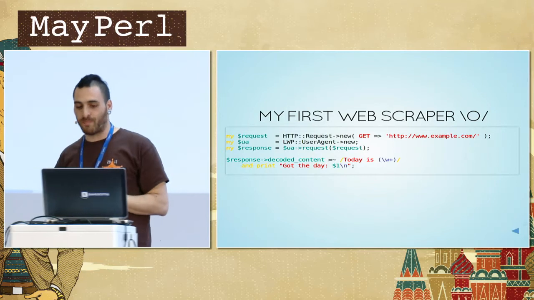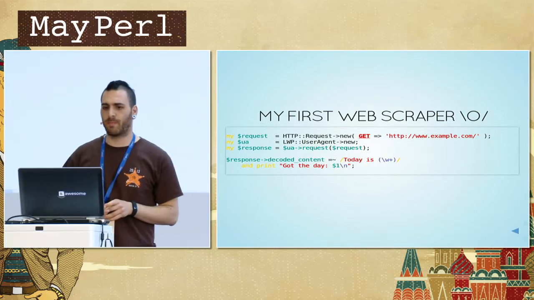Because it's Perl, we're going to do it in one step. The first thing that we do is use the response to get the decoded content. Then we match it on some regex to find the day. We capture it. And if it works, we're going to print it out with $1 there that represents the day that we got. Very simple. This is our very own first web scraper.